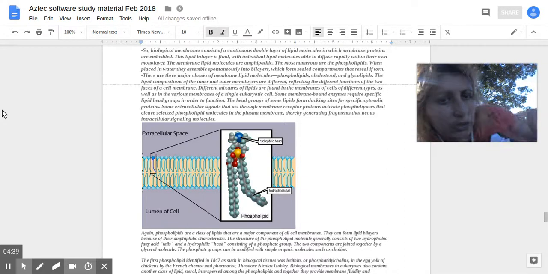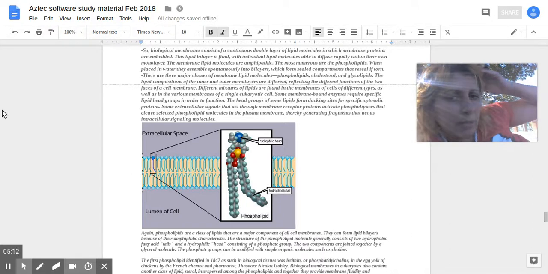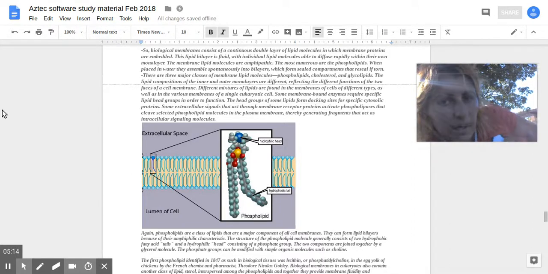So, cholesterol is a steroid molecule and serves to add rigidity to the membrane. Glycolipids help with cell signaling, so they are a lipid and a sugar molecule together. The lipid compositions of the inner and outer monolayers are different, reflecting the different functions of the two faces of a cell membrane. Different mixtures of lipids are found in the membranes of cells of different types, as well as in the various membranes of a single eukaryotic cell.